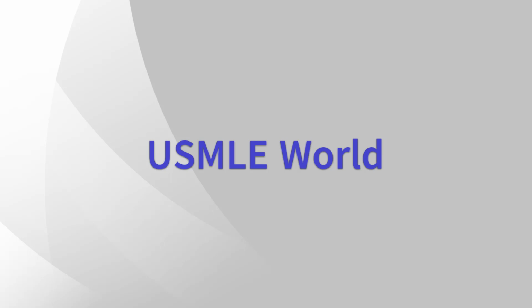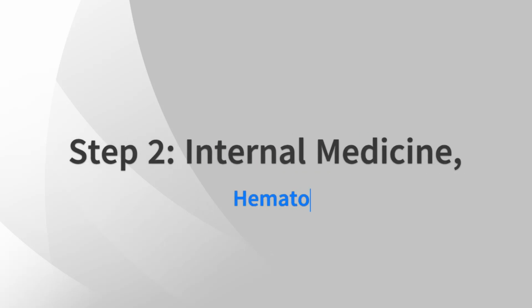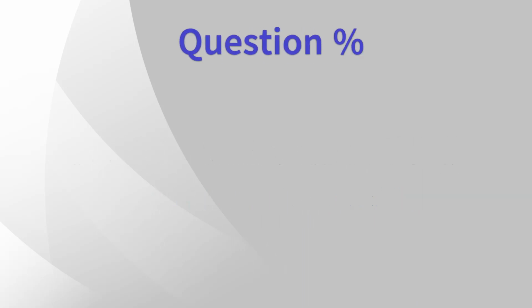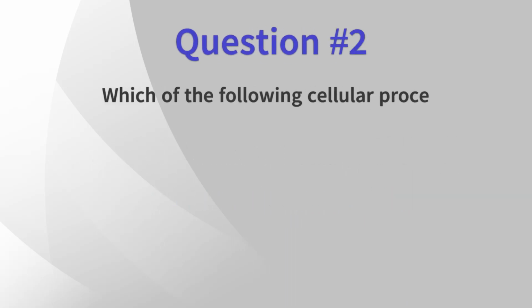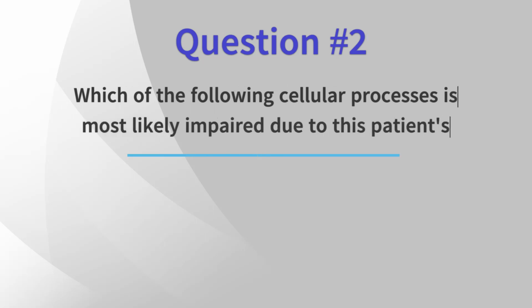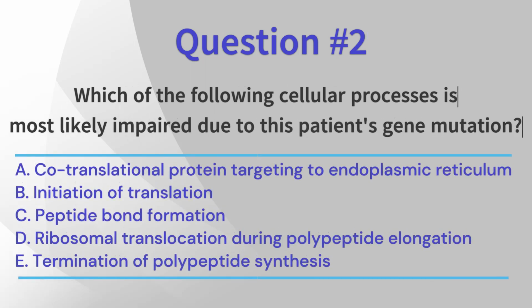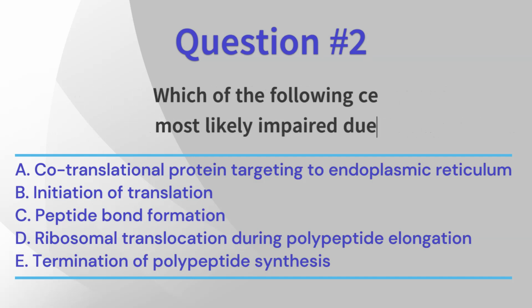Today, we're diving into Step 2, Internal Medicine, focusing on Hematology and Oncology. Question number 2. For the following case, which of the following cellular processes is most likely impaired due to this patient's gene mutation? A. Co-translational protein targeting to endoplasmic reticulum. B. Initiation of translation. C. Peptide bond formation. D. Ribosomal translocation during polypeptide elongation. E. Termination of polypeptide synthesis.